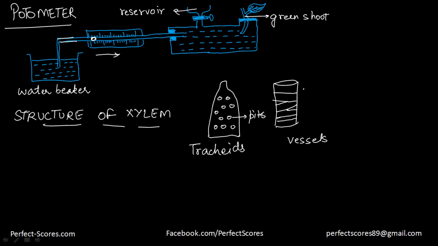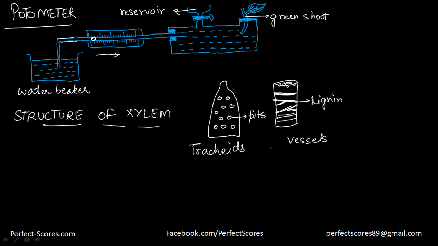Now these vessels have end walls that again have perforations in them to allow the water movement in an easy way. And these thickenings that you can see, these are rings of material outside these vessels. These are actually lignin. Lignin is a polymer and it helps to give strength and support to the xylem vessels so that they can support water upwards against the direction of gravity.